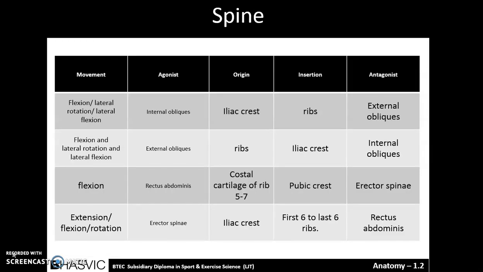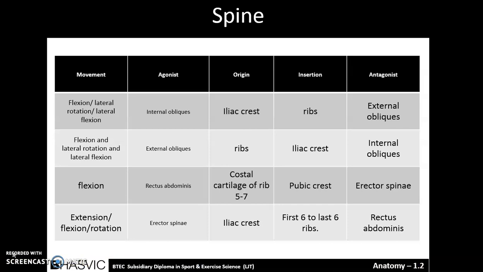The internal obliques are part of the core. They originate at the iliac crest and insert at the ribs. They help with flexion, lateral rotation, and lateral flexion. The antagonist pair is the external oblique. External obliques originate at the ribs and insert at the iliac crest. They also help with flexion and lateral rotation.